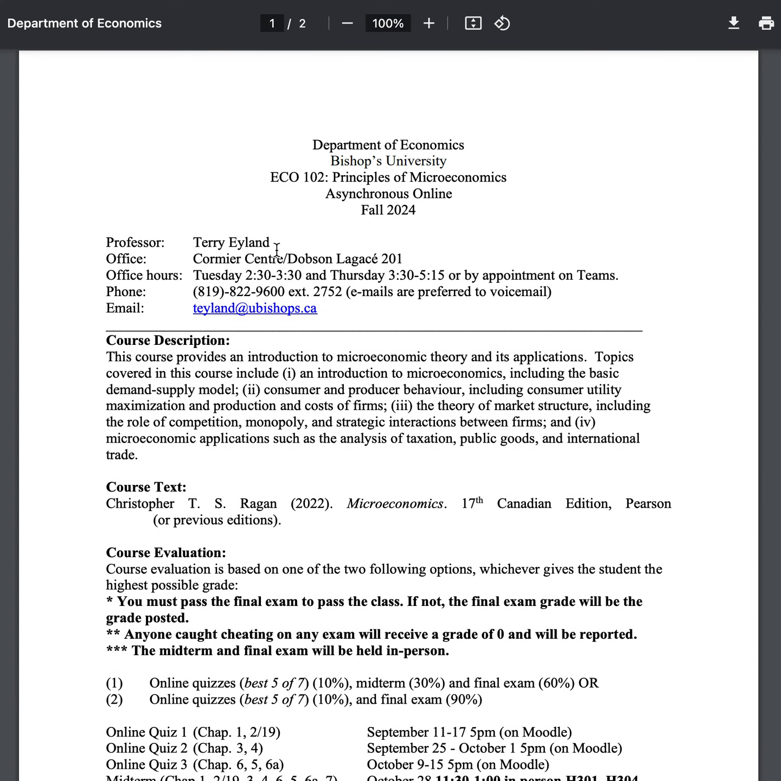So my office is found in the Cormier Lagacé Center, 201. You could look at the campus map. It's really close to the Champlain building and the principal's house. It's between the principal's house, I guess, and the gate. So it's that second building on the right. The office hours where I will be in my office, unless I email you guys to let you know that that day I cannot be in, you don't have to make an appointment.